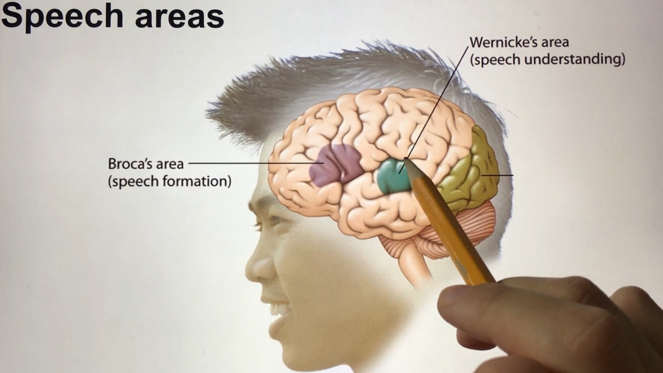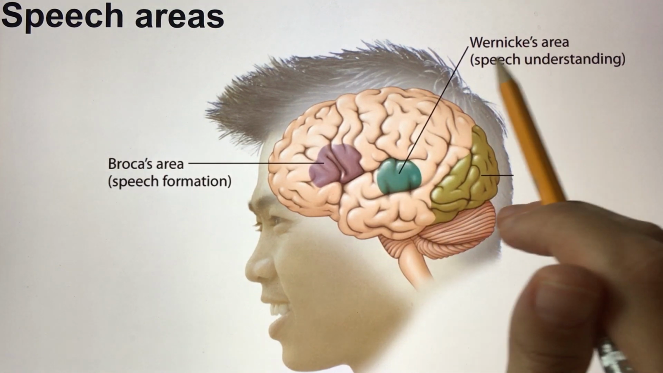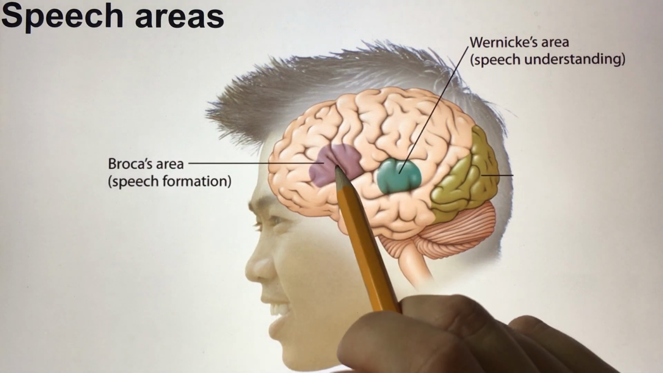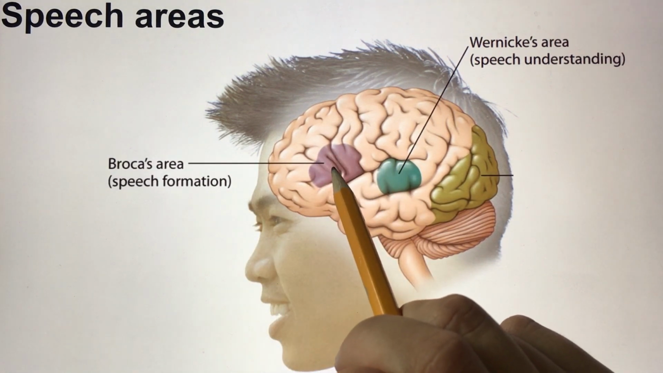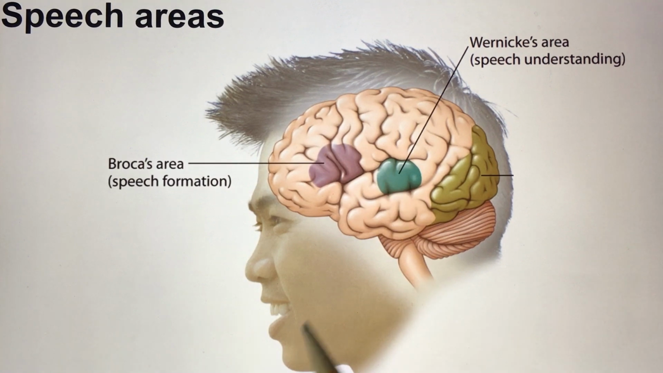And then in the temporal and parietal lobe, there's an area called Wernicke's area. This is the area of understanding of speech. So as you can see, the translation of our thoughts into words happens in one area, and the understanding of words, whether written or spoken, happens in a different area.